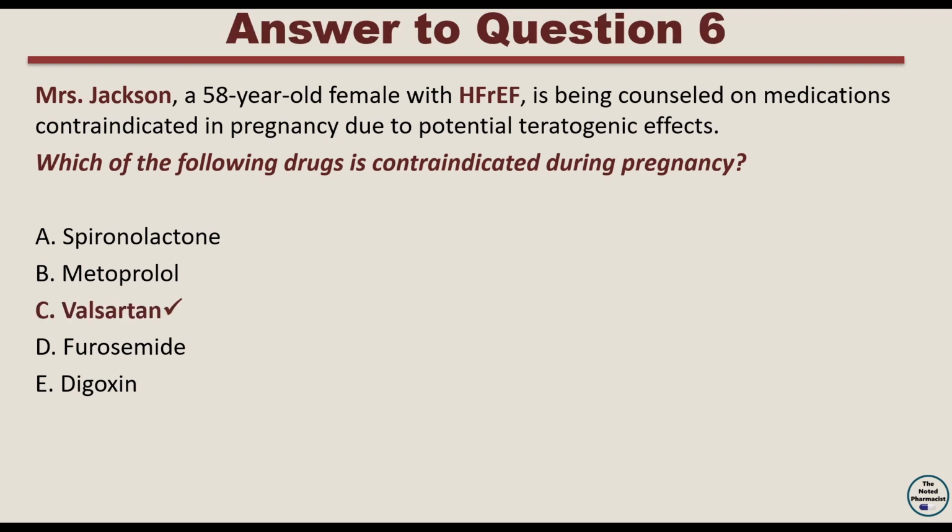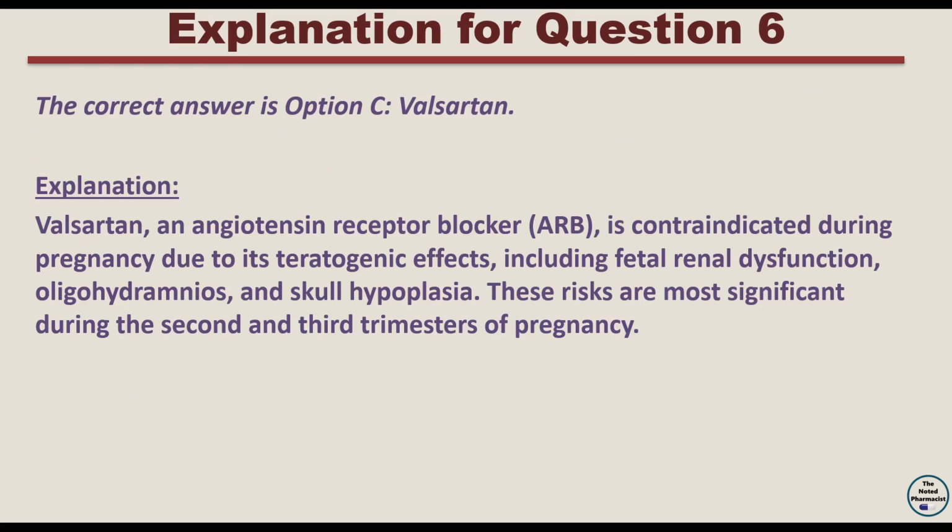The correct answer is option C, valsartan. The explanation is as follows: valsartan, an angiotensin receptor blocker, is contraindicated during pregnancy due to its teratogenic effects, including fetal renal dysfunction, oligohydramnios, and skull hypoplasia. These risks are most significant during the second and third trimesters of pregnancy.